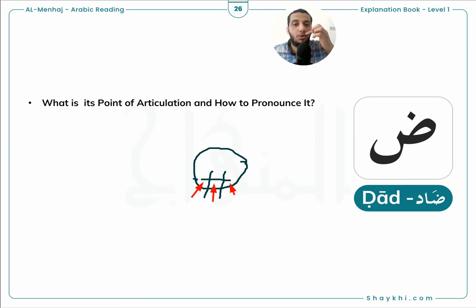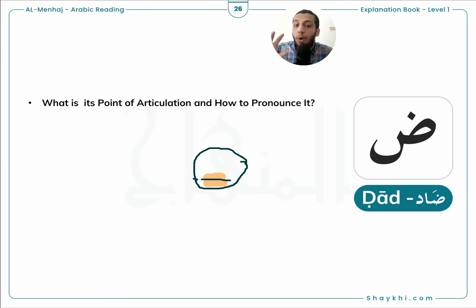So the side of the tongue is not the top, not the middle, not the back. What is the side of the tongue and how do we pronounce the letter ضاد using it? We can say that this is, for example, the right side of the tongue, this part, and this is the left side of the tongue. So this is the side and this is the side, the sides of the tongue.